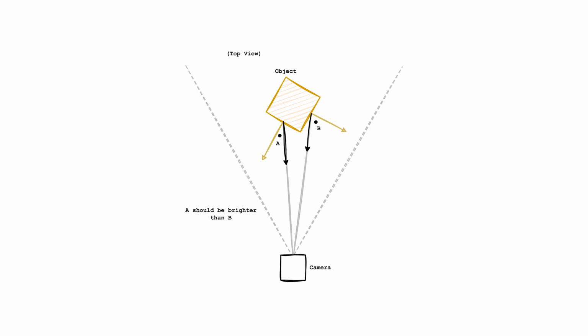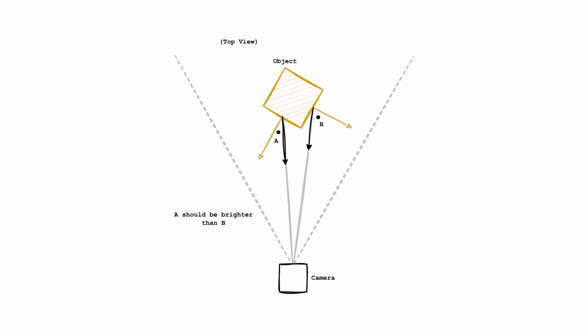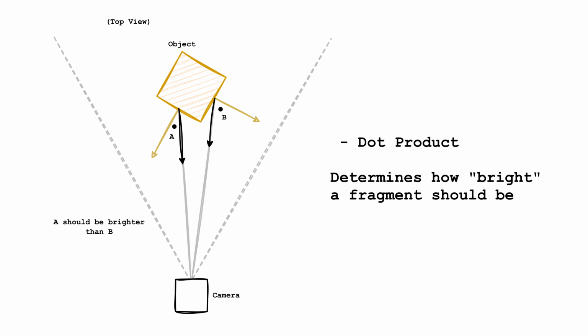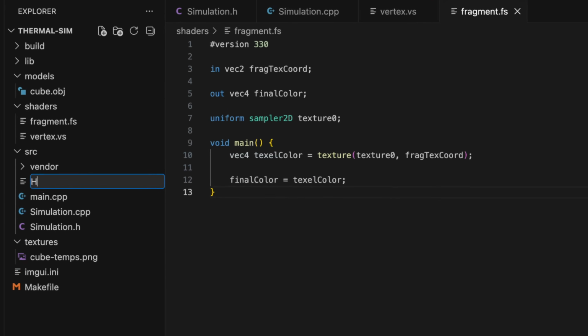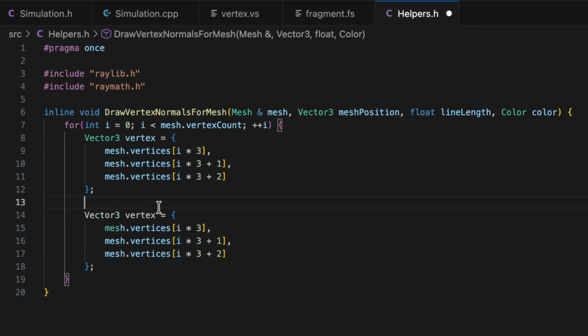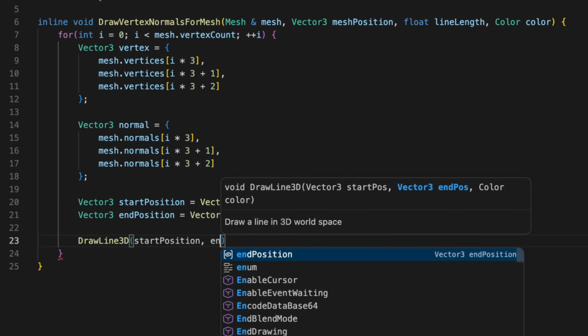I'll start with changing the intensity of the colors on my object's faces based on its angle relative to the camera. This is done by calculating the dot product between the fragment's normal vector and the vector from the fragment position to the camera's position. Just to show the direction of these normal vectors, I'll render them in yellow on the cube quickly by writing this helper method.